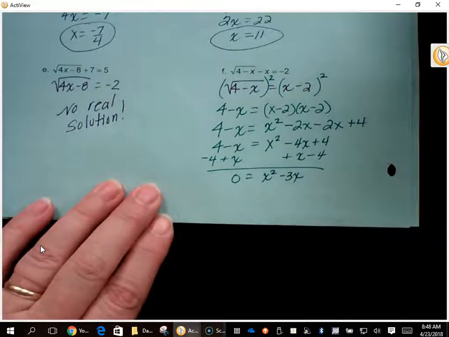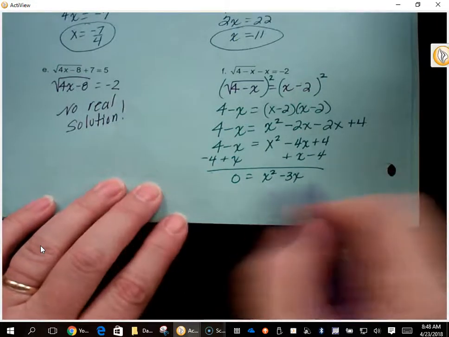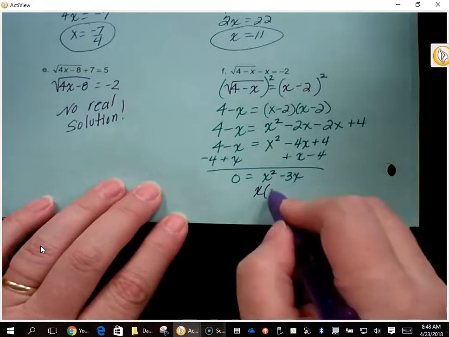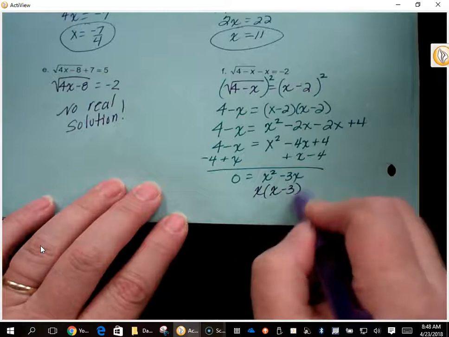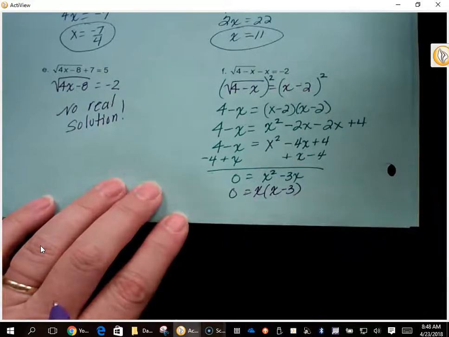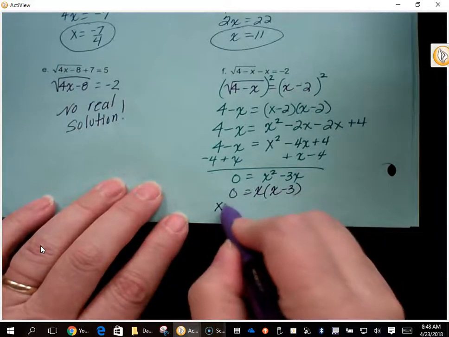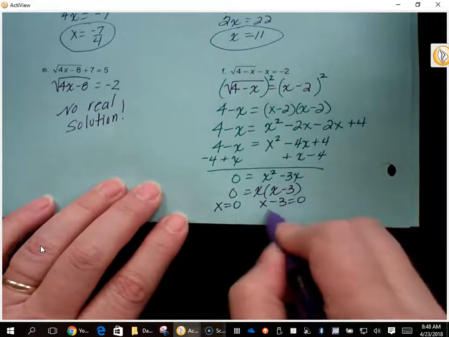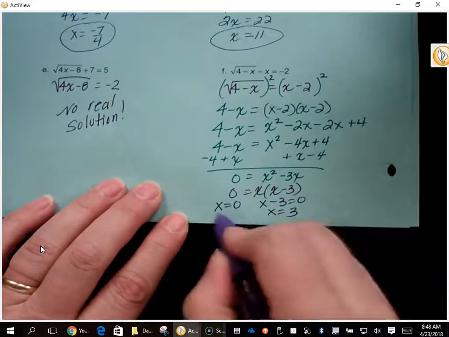So now we're solving this equation, and you could solve it with the quadratic formula, you could solve it by graphing, but I see that this has a GCF of x, so we're going to factor out x, giving x times x minus 3. Then we set each factor equal to 0, so x equals 0, and x minus 3 equals 0, which means x is 3. So we've got two answers here.